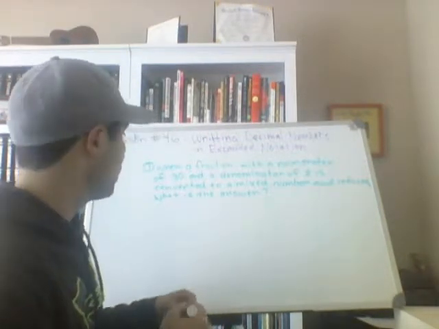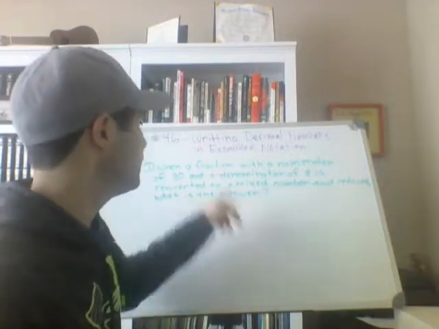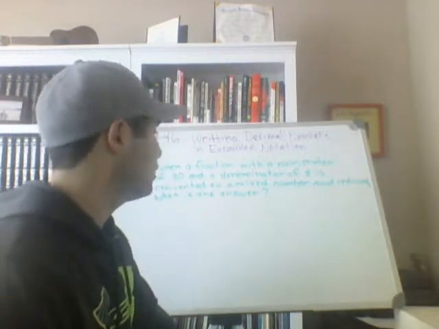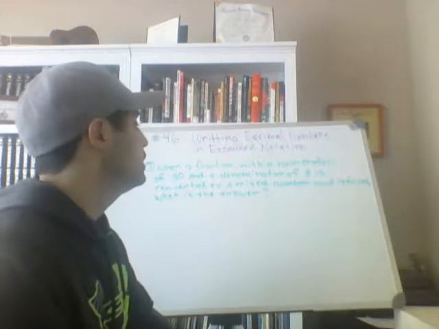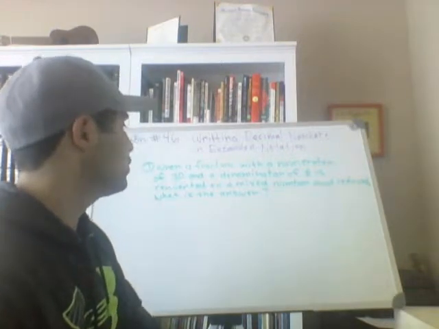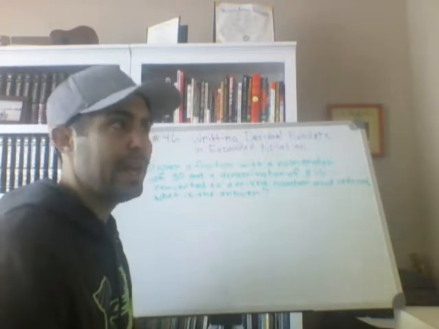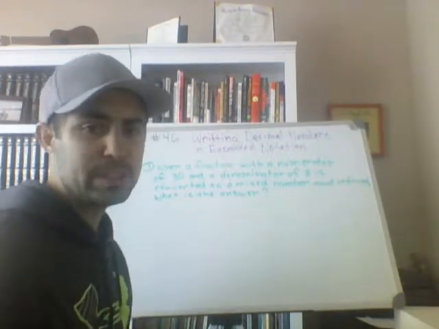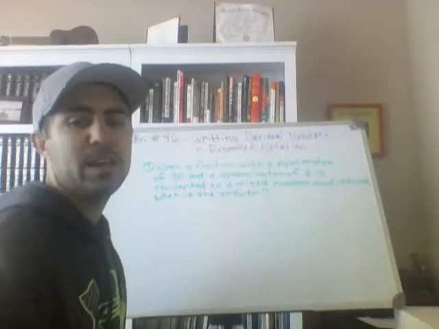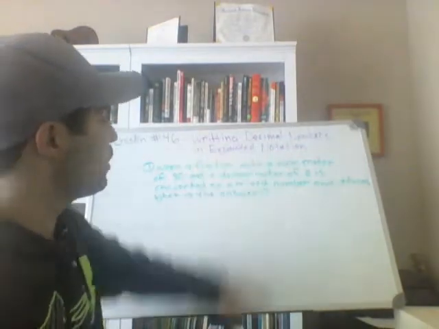All right, number 1 from your homework. When a fraction with a numerator of 30 and a denominator of 8 is converted to a mixed number and reduced, what is the result? So a lot of people get intimidated when we do word problems because it's like, I have to read and work with numbers at the same time. That's scary. Not so scary. You've got to just think about what it's saying.